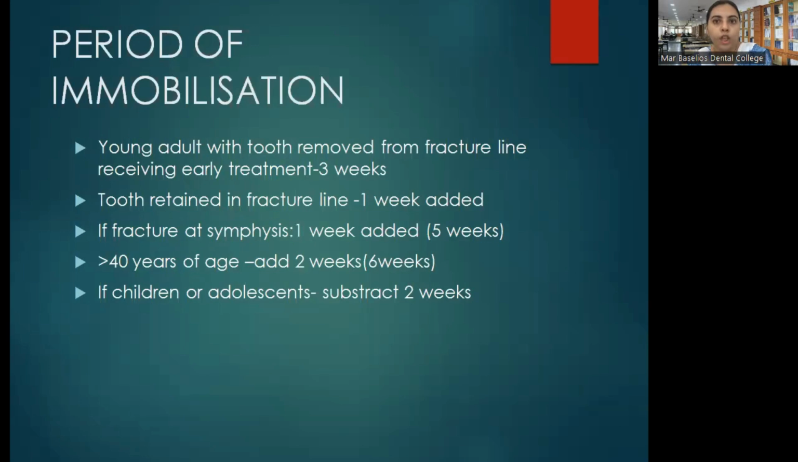Now, what about the period of immobilization? How do you decide how much time we need to immobilize a fracture? There is a criteria for that. In a young adult with the tooth removed from the fracture line, receiving early treatment, we can go for 3 weeks of immobilization. If the tooth is retained in the fracture line, we need to add 1 more week. If the fracture is at the symphysis region, we need to add 1 more week. If the age of the patient is greater than 40 years, we need to add 2 weeks. And in case of children or adolescents, we need to subtract 2 weeks.